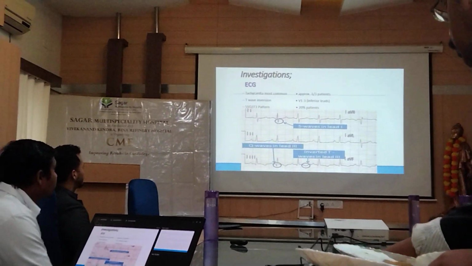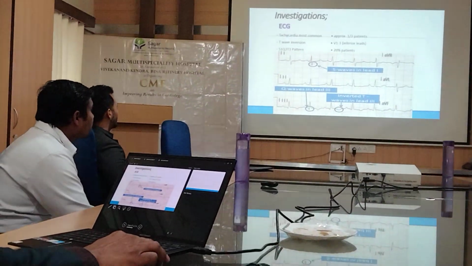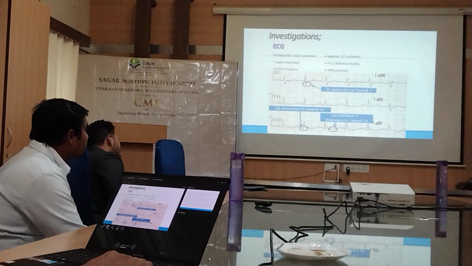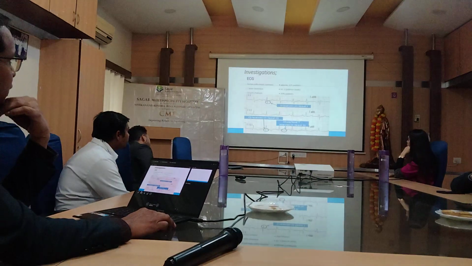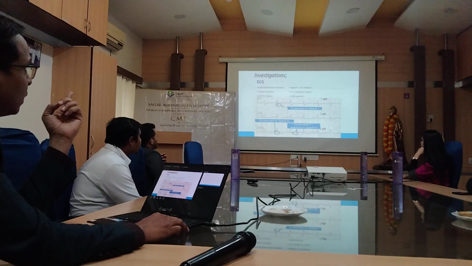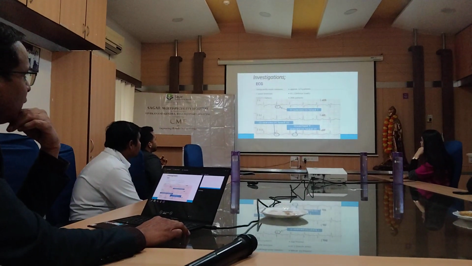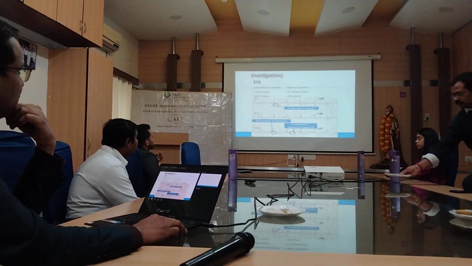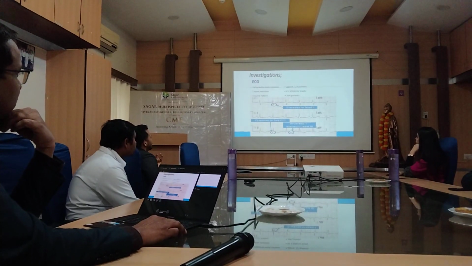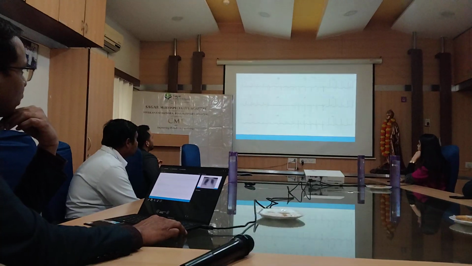ECG changes in patients with pulmonary embolism may show right ventricular strain, or there may be a typical S1Q3T3, meaning a prominent S wave in lead 1, a prominent Q wave in lead 3, and T wave inversion in lead 3. So S1Q3T3 is suggestive of pulmonary embolism.